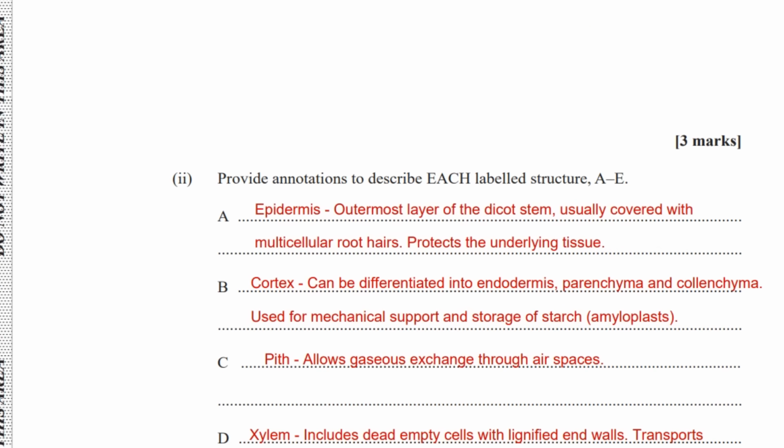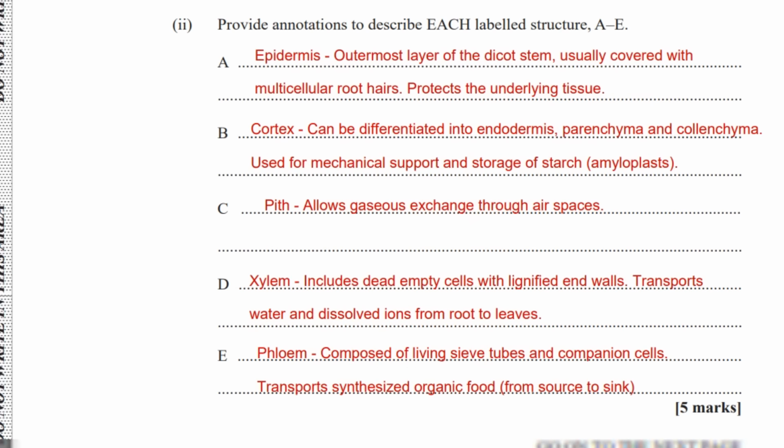So they say provide annotations to describe each label structure A to E. And it's just 5 marks, so it's just 1 mark each, so it ought not to be too detailed. Usually when they say annotation, they mean provide a basic description of the function, right?